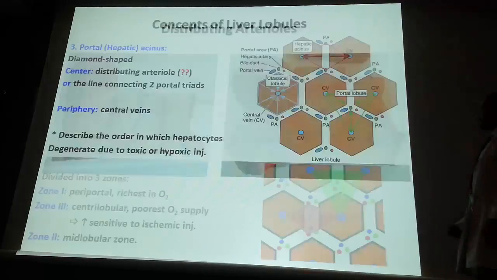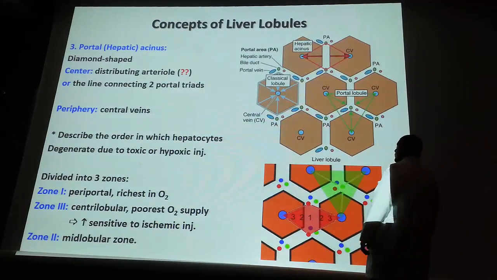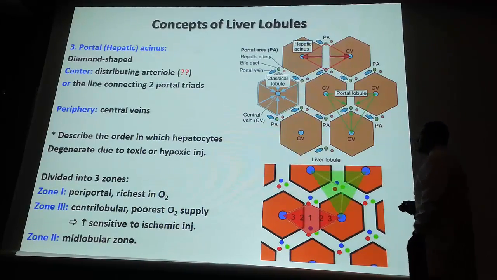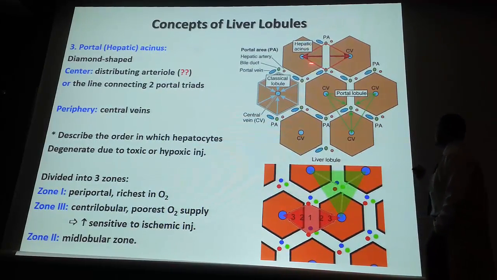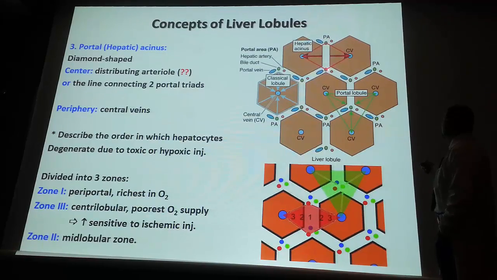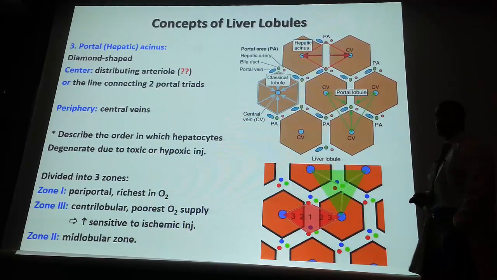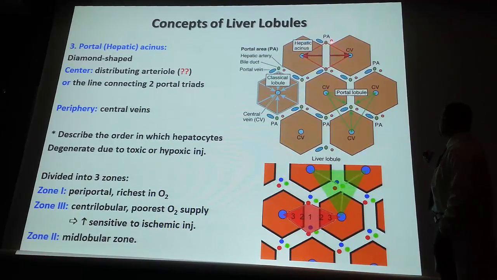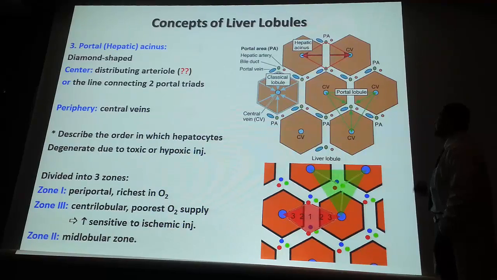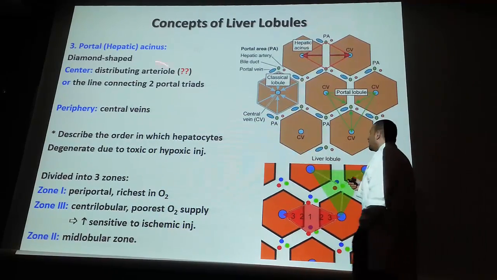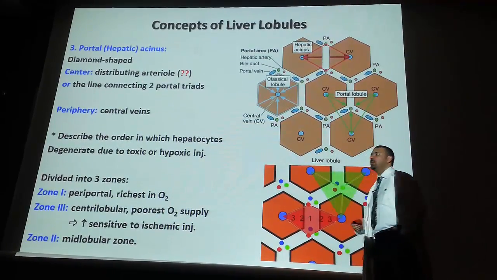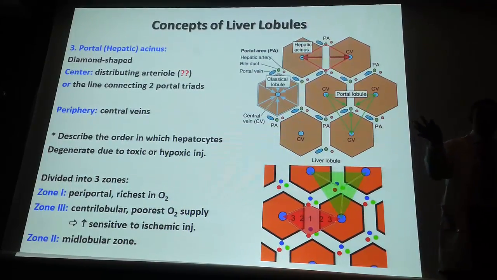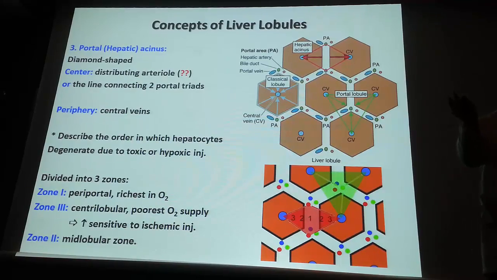So pharmacologists and pharmacists start calling this lobule, or this structure, the hepatic acinus or the portal acinus, where its center now is what? Distributing arterioles, okay? One distributing arteriole would come from this hepatic artery, the other from this, and they will join in the middle, anastomose. So these are the distributing arterioles. What are distributing arterioles? Those are out-branching small arteries from the hepatic arteries, okay?